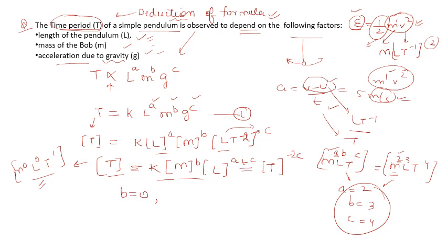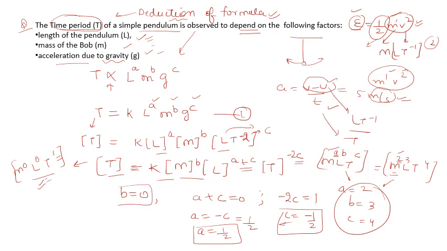Here L raised to power A plus C. On left hand side L raised to power 0. And on right hand side you have minus 2C in terms of T raised to power, and here you have T raised to power 1. So C would be minus 1 by 2 from here. Then A would be, if you take C to right hand side, minus C, that means minus of minus 1 by 2, that means plus 1 by 2, right? So A would be 1 by 2.